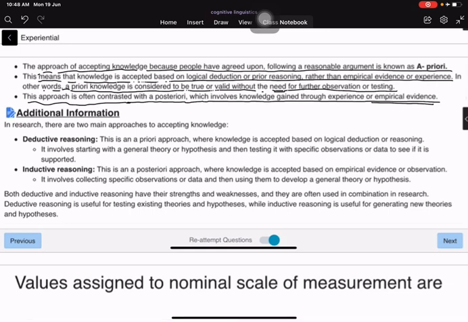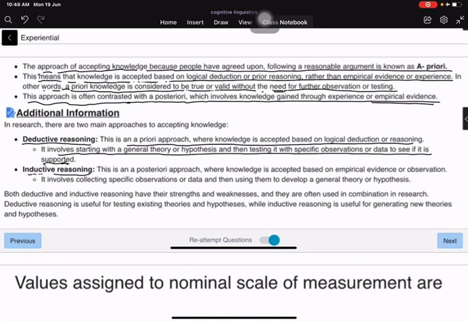Additional information, deductive reasoning. This is an a priori approach where knowledge is accepted based on logical deduction or reasoning. It involves starting with a general theory or hypothesis and then testing it with specific observations or data to see if it is supported. Inductive reasoning. This is an a posteriori approach where knowledge is accepted based on empirical evidence or observation.